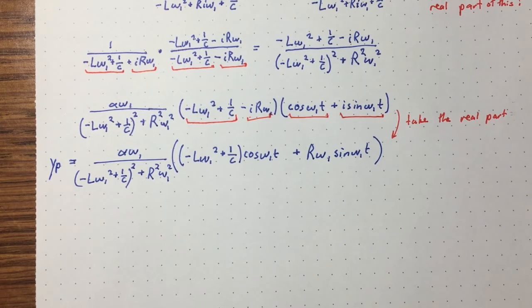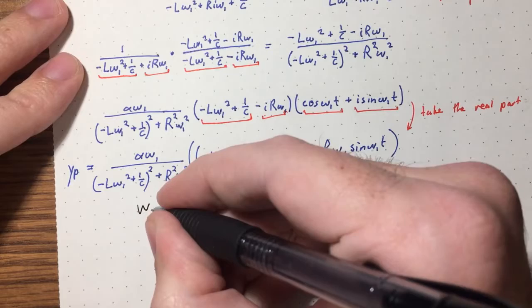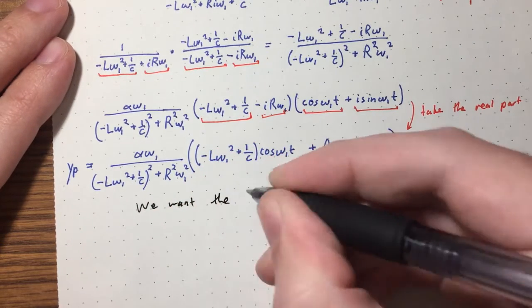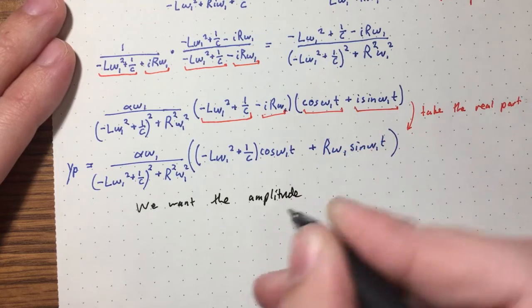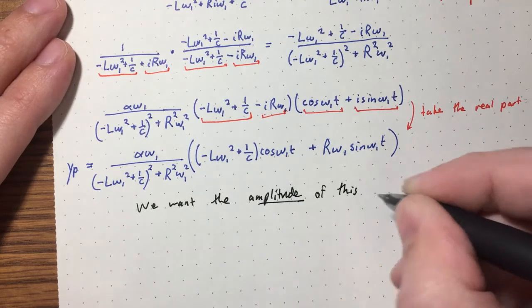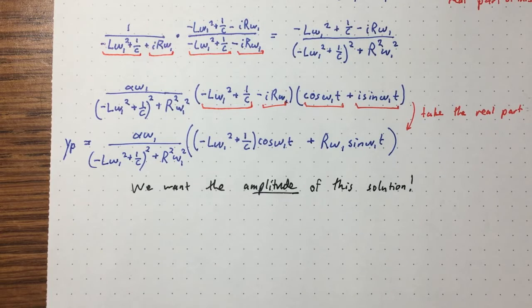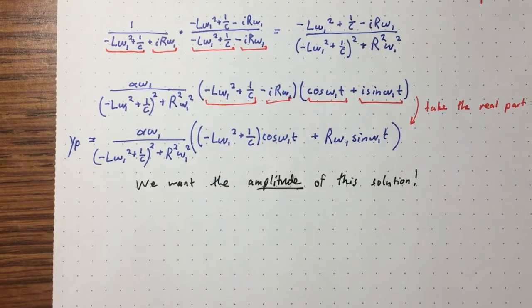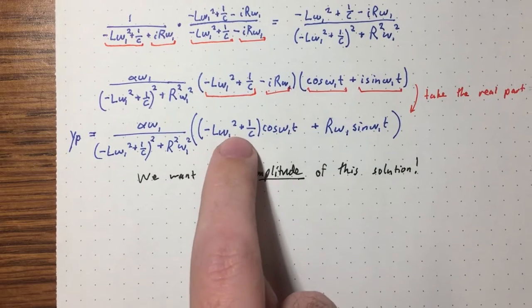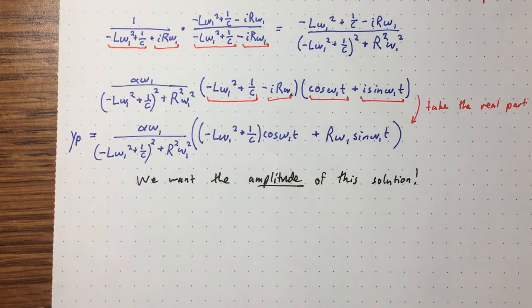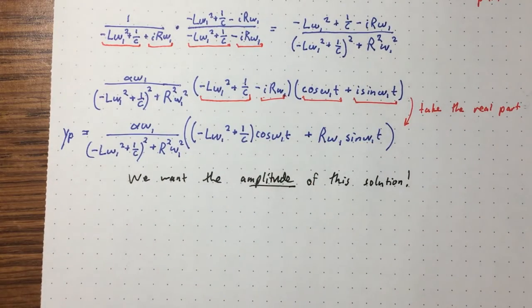Okay, what are we interested in here? We're interested in the amplitude. We want the amplitude of this solution. Okay, well, what is the amplitude? It's not so obvious just looking at this, and that's because we have a sum of a sine and a cosine. This thing by itself is not the amplitude. First, we have to write this sum of sine and cosine as a single sine or cosine.